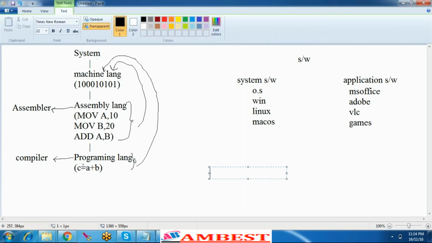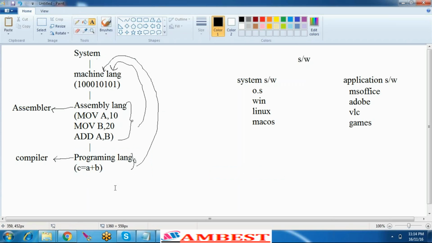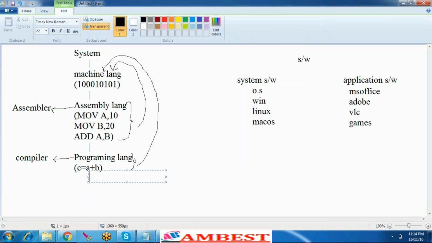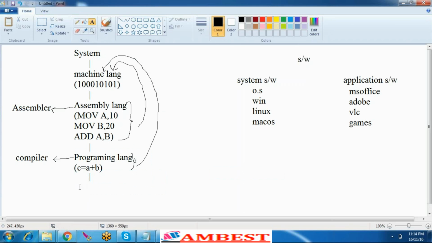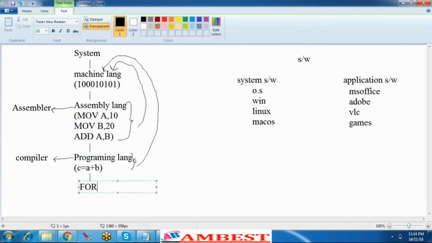Now if you are saying a programming language was there, so the first programming language will be there, right? So what's the first programming language? It's nothing but Fortran. Okay, so Fortran is the first programming language, and it was developed in the year 1954 by a company named IBM. So IBM developed this particular Fortran language.